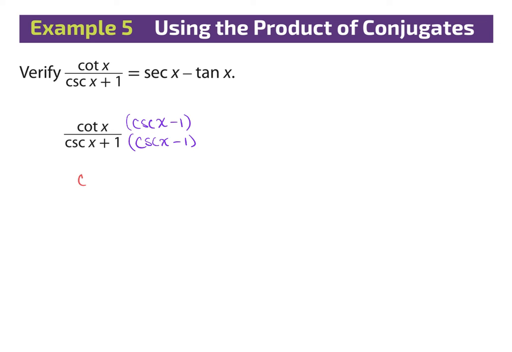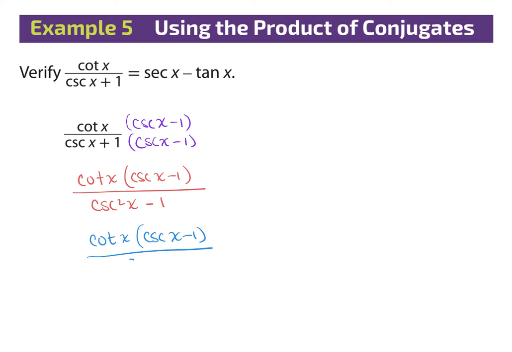Right? We have cotangent x times cosecant x minus 1 on top. And then cosecant plus 1 times cosecant minus 1 is cosecant squared minus 1. All right? Which should look like a Pythagorean identity. 1 plus cotangent squared is cosecant squared. So if I subtract the 1 over, then cosecant squared minus 1 is just cotangent squared. And so I have cotangent x over cotangent squared.